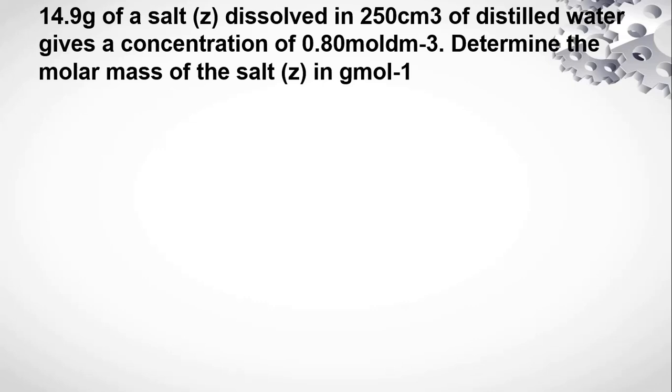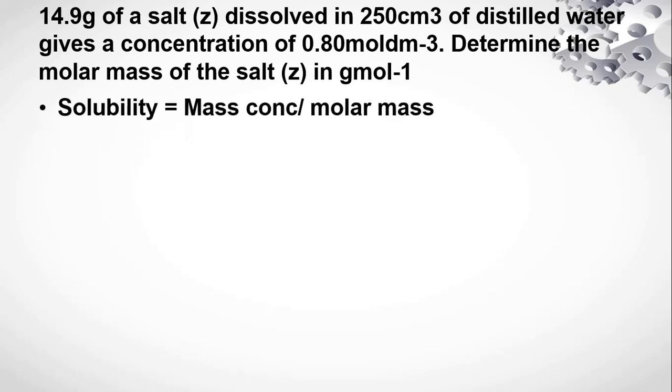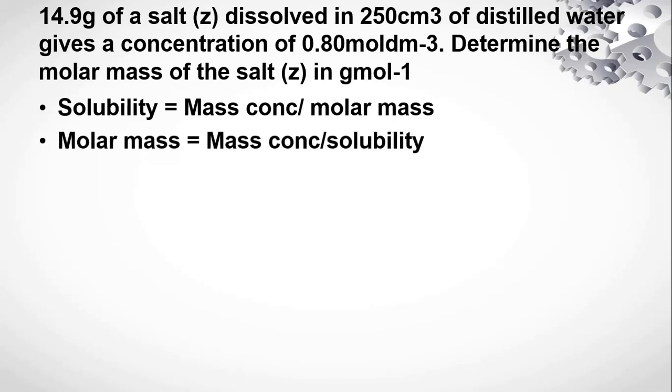Now we are looking for the molar mass. From the question, we know that solubility is mass concentration over molar mass. Now we need to make molar mass the subject of the formula, since that is what we are asked to look for. So it is going to be mass concentration divided by solubility.